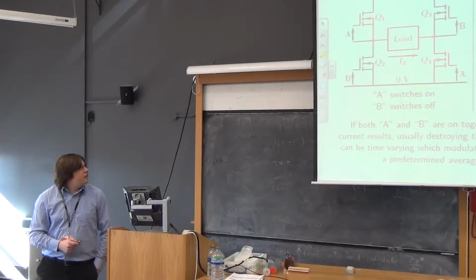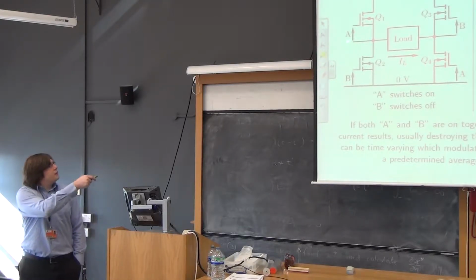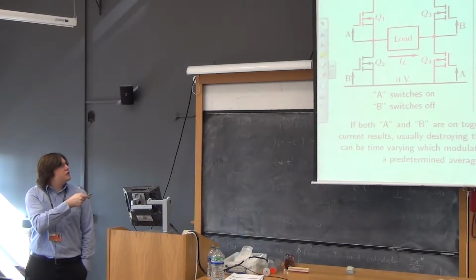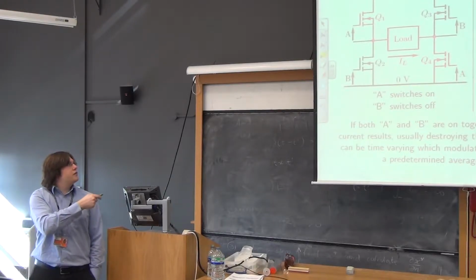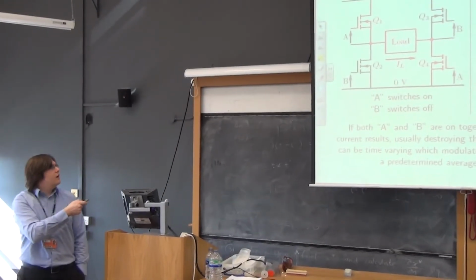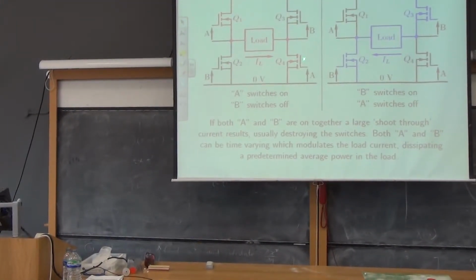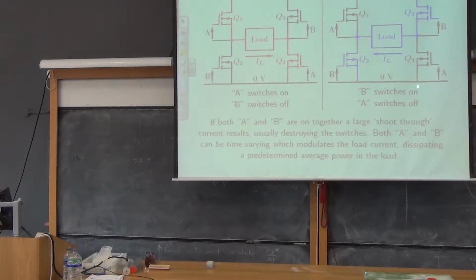So I've arranged an A and a B, and we'll switch the transistors in pairs. So Q1 and Q4 will switch together, and Q3 and Q2 will switch together. And the situation in red, which is on the left, is A is on, B is off. And the situation on the right, which is in blue, is B is on and A is off. There is the possibility that you could switch A and B on together, and a very large current would flow from your V supply down into your ground and destroy your switches, probably, unless you're very quick to shut it off.